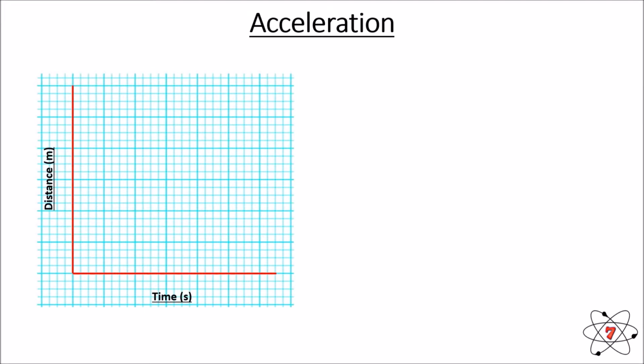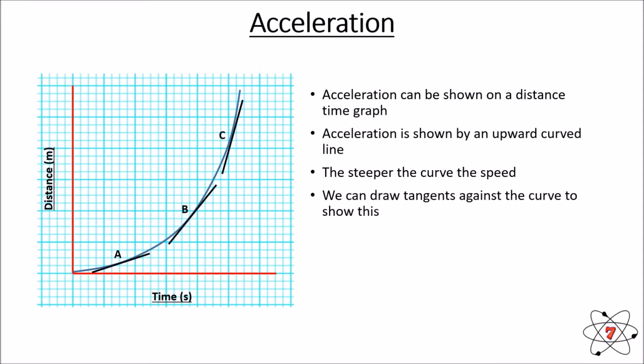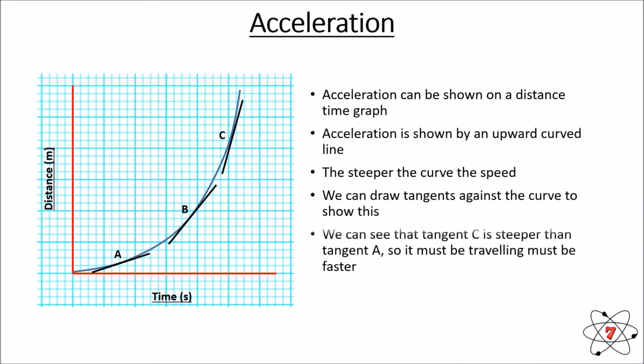The next thing that we need to look at is a graph showing acceleration. This is going to look different to a constant speed. Acceleration is shown on our distance time graph by an upward curved line. The steeper the curve, the faster the speed is going to be. We can show this by drawing tangents against our line. A tangent is a line essentially at a right angle to a point of that curve.